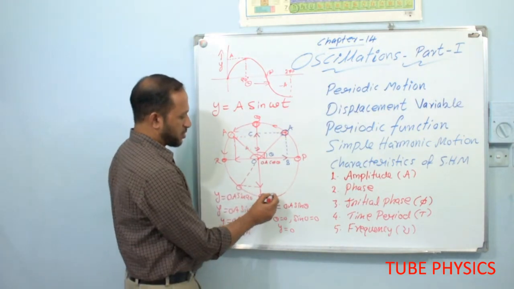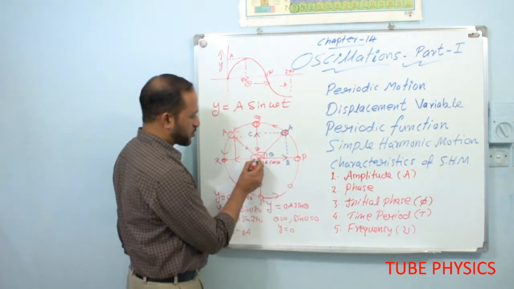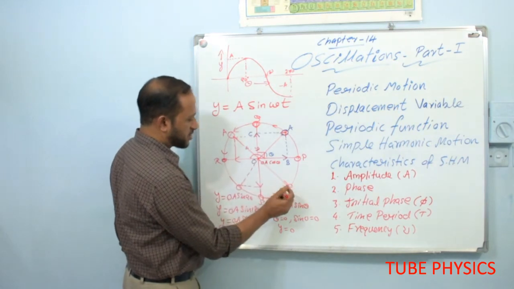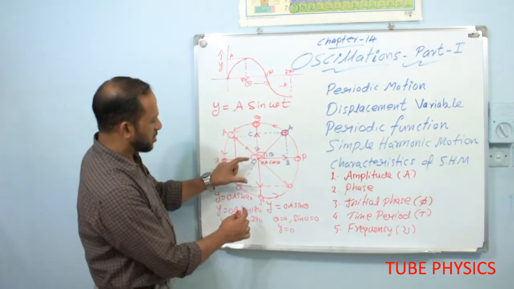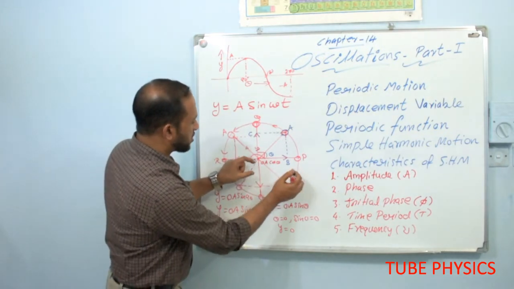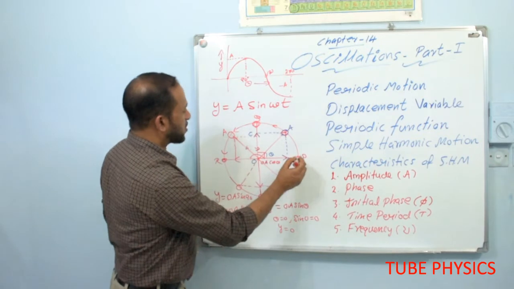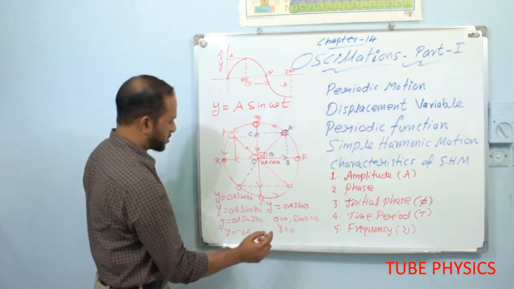Again it keeps on moving. We can see the y direction component of the position vector is decreasing, or we can say the projection of the position vector on the y-axis is decreasing. Now it is this much only. When it reaches here, this much only. When it reaches here, the total angle turned becomes 360 degrees.